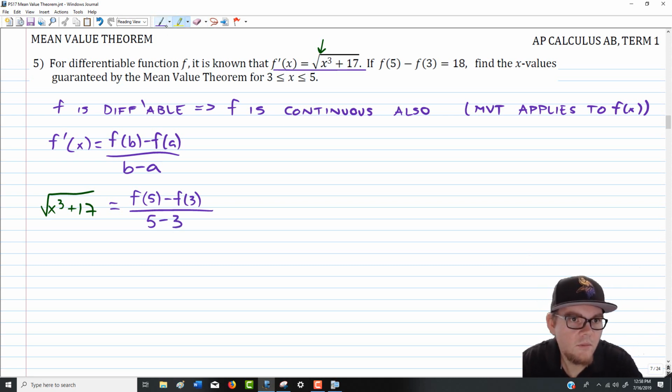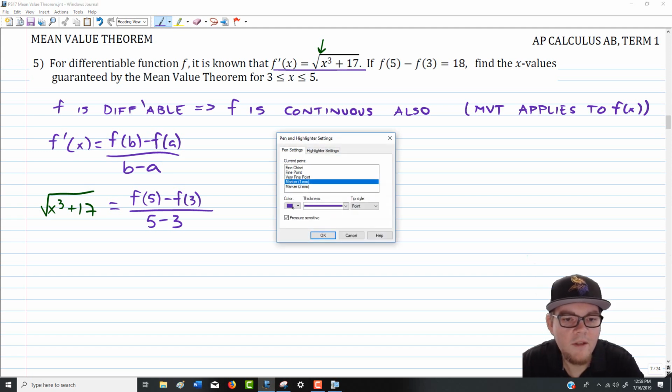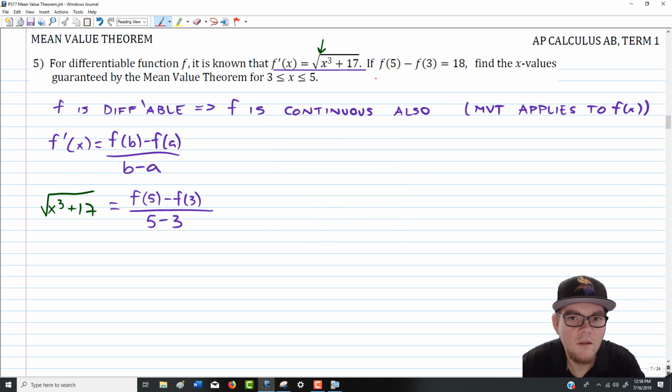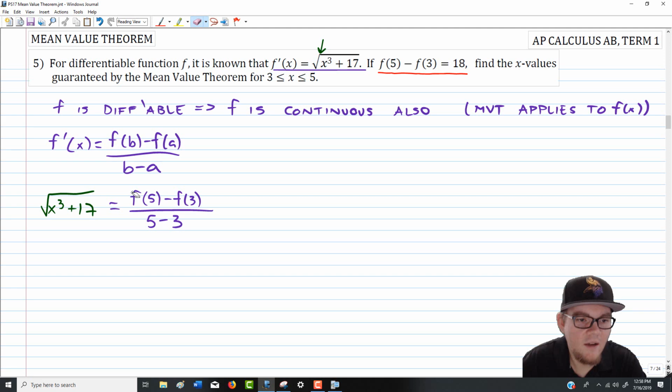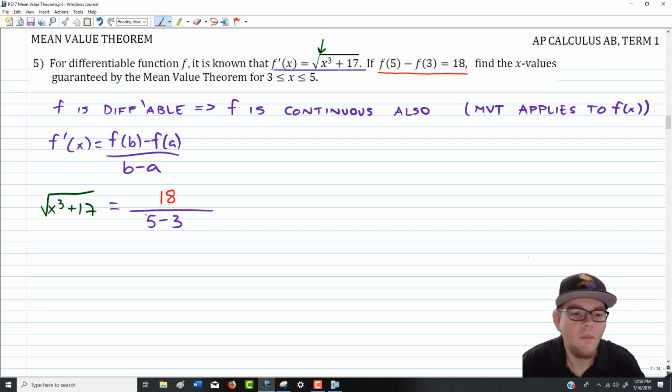Well, unfortunately, we don't seem to know enough information here because we don't know what f is. We don't have any way to undo differentiation. But hold on a second. They tell us f of 5 minus f of 3 is 18. That means down here, we can ignore f of 5 minus f of 3 and just point out that's the same thing as 18. So now we have the derivative with an x in it is equal to 18 over 5 minus 3. That's equal to 18 over 2, or 9. So what we're really trying to do is solve the equation square root of x cubed plus 17 equals 9.